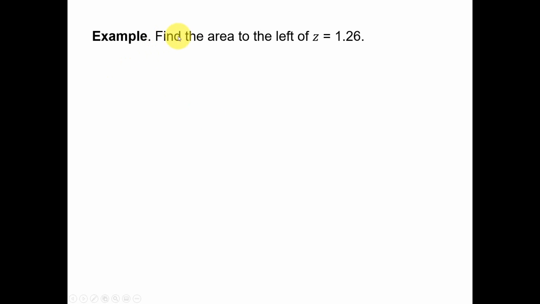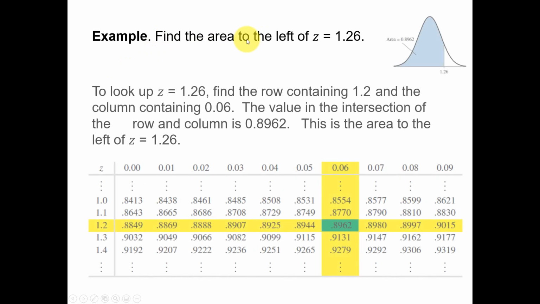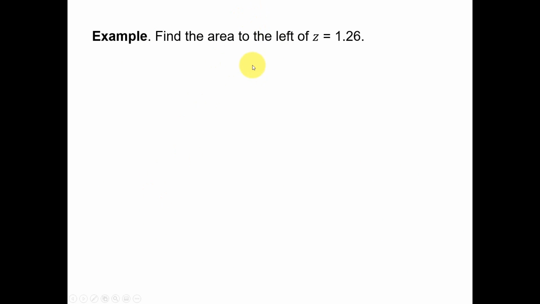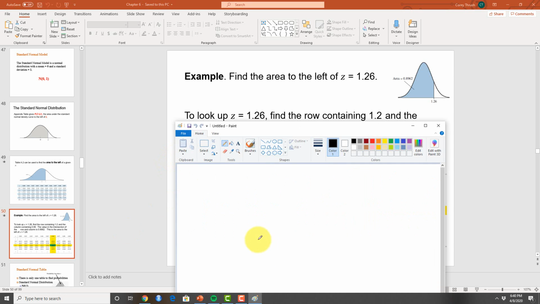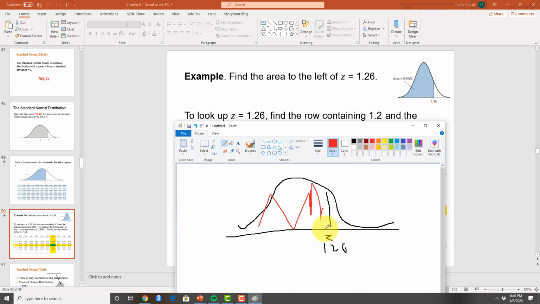Okay, so how would we find the area to the left of z equals 1.26? We could think of a normal distribution being drawn out, kind of like this. Let's just say we have a normal curve like that, and we're looking for z, which is 1.26. So we're concerned with what's the amount of area that this red scribble contains.